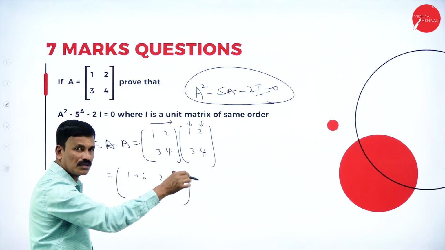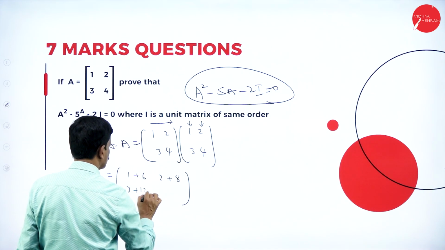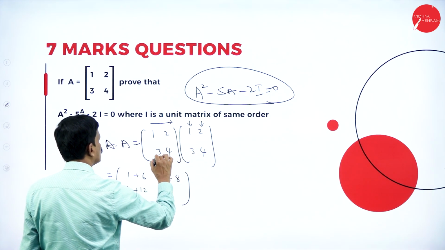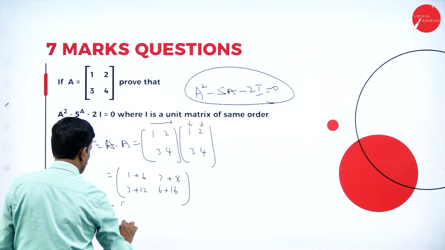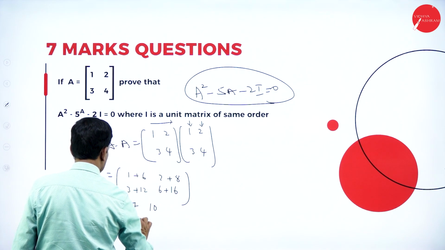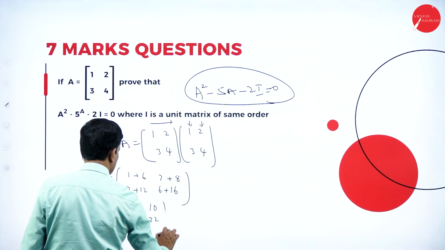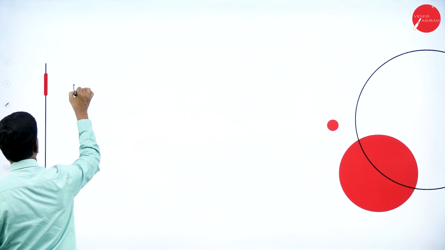Again second row, first column, second column. 3 1s are 3 plus 4 3s are 12. Again same row, second column. 3 2s are 6 plus 4 4s are 16. So, that's equal to 7, 10, 15 and 22. A square.